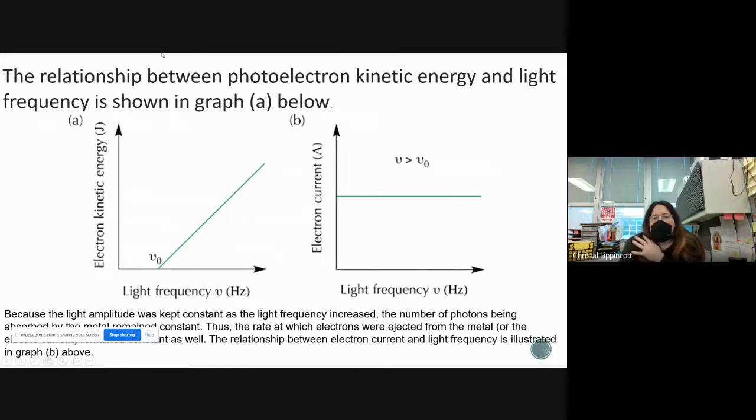So this kind of shows you that relationship between the kinetic energy and the electron energy here. So the light frequency is the energy. As the frequency increases as we move across here, so does the kinetic energy. And then that electron current, though, is going to stay the same. It doesn't matter how high that frequency is, it's still going to give you the same current. Those electrons are still going to give you the same amount of current through there.